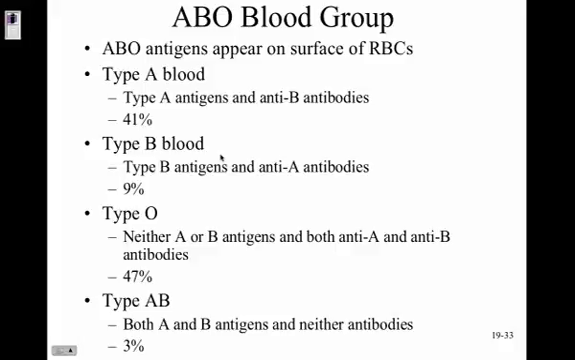Type O blood has neither A or B antigens and both anti-A and anti-B antibodies. And 41% of the population is type O. Actually, the highest percentage is type O. And then type AB blood have both A and B antigens, but none of the antibodies, and 3% of the population.